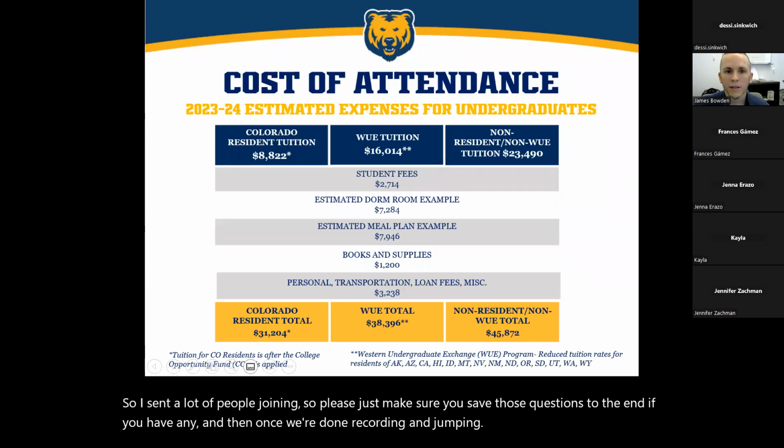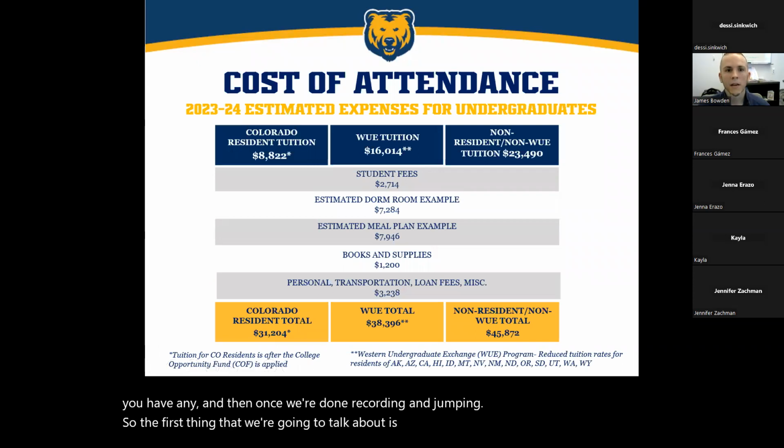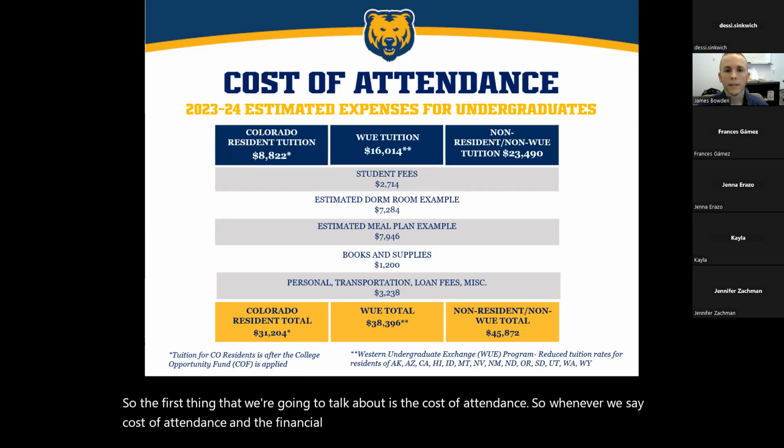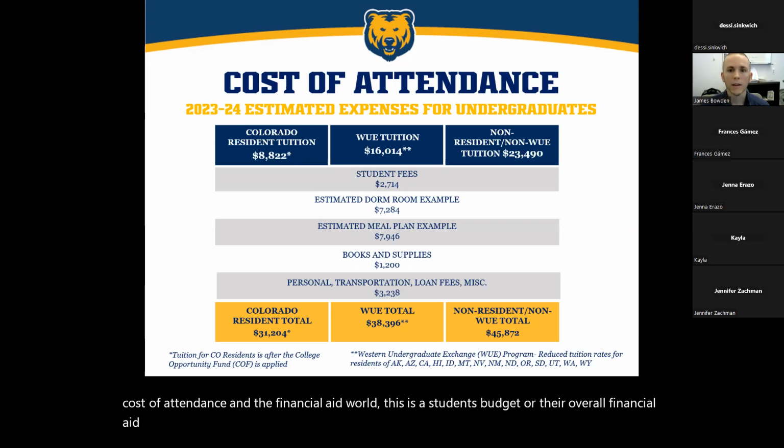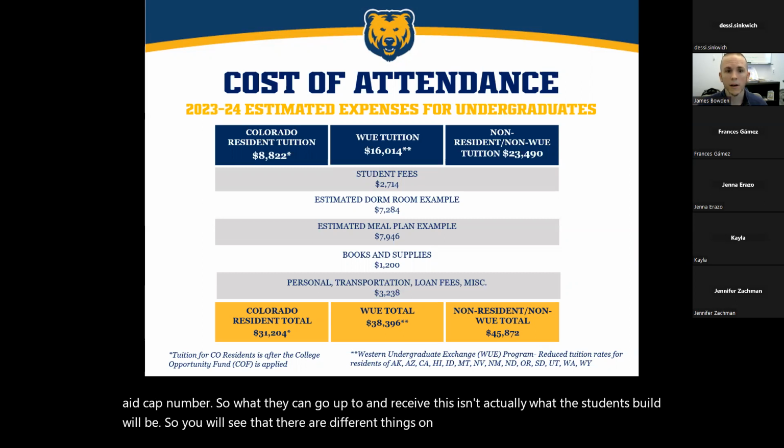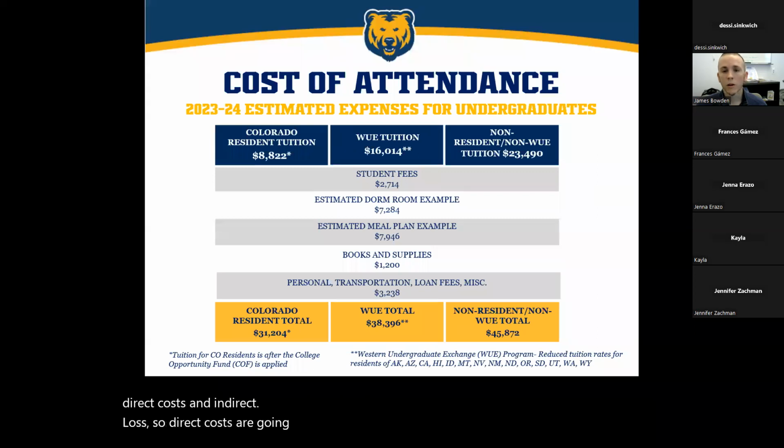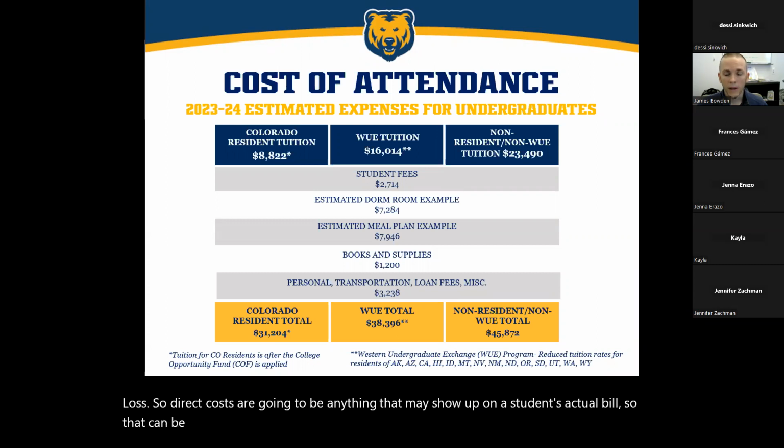Okay, so the first thing that we're going to talk about is the cost of attendance. Whenever we say cost of attendance in the financial aid world, this is a student's budget or their overall financial aid cap number. So what they can go up to and receive. This isn't actually what the student's bill will be. You will see that there are different things on here that are labeled as direct costs and indirect costs. Direct costs are anything that may show up on a student's actual bill. That can be their tuition, their student fees, their room and board if they live on campus.